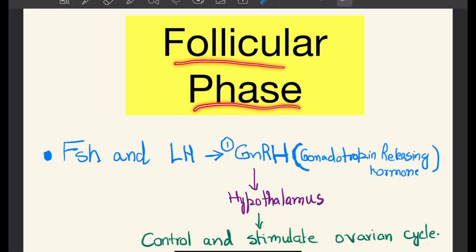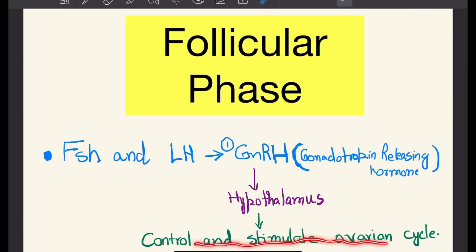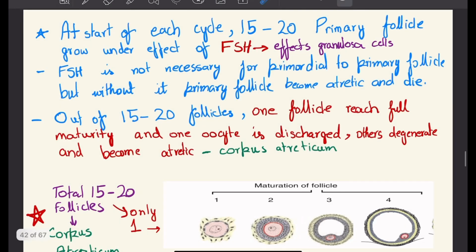First we talk about follicular phase, which is under the effect of FSH and LH from anterior pituitary, which is released from GnRH hormone, gonadotropin releasing hormone from hypothalamus, and they control and stimulate ovarian cycle. At start of each cycle, there are 15 to 20 primary follicles that grow under the effect of FSH that affects the granulosa cell. FSH is not necessary for primordial to primary follicle, but without it, primary follicle may become atretic and die.